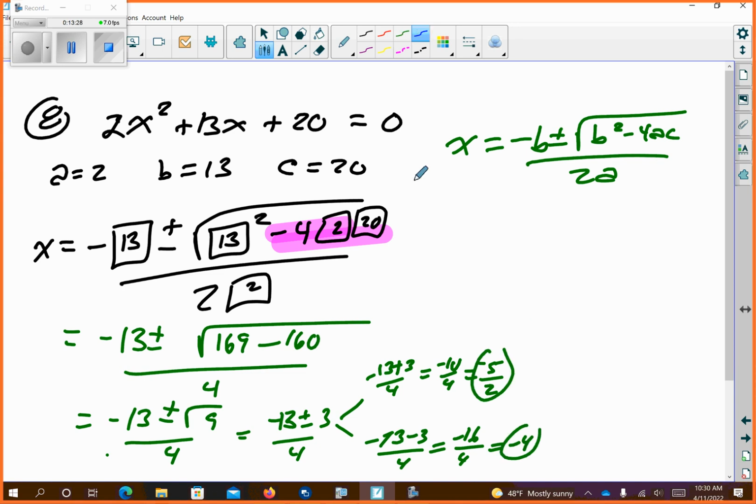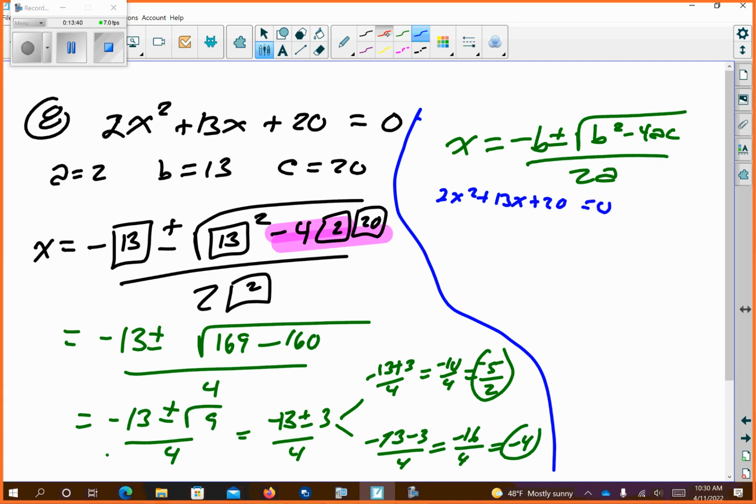Now, if you chose to factor this, we'll squeeze it in. So I'm going to go 2x squared plus 13x plus 20 equals 0. So it's your choice how you want to do it. I'm getting positive 40. Both signs have to be positive. So the factors of 40 that add to 13 are going to be 5 and 8. So I get 2x squared plus 5x plus 8x.